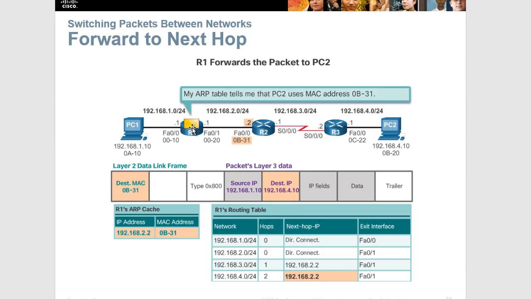Because remember, R1's receiving that packet, de-encapsulating it up to layer 3, re-encapsulating a new frame, and sending that along the network to R2. And it's using this information in order to determine where it should be sending that data.